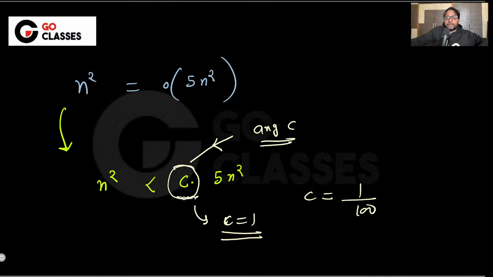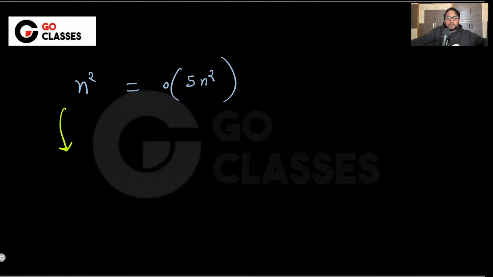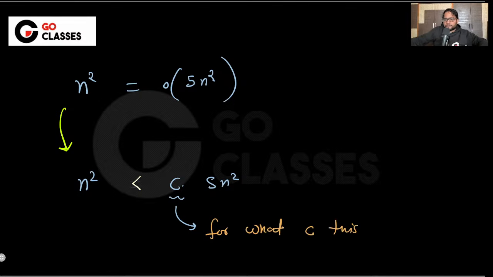Can you give me any counterexample where this is not true? We are looking for the counterexample. C into 5n square. For what c is this not true? This is strictly lesser. This is a normal comparison. Tell me for what c this is not true. C equal to maybe 1 upon 100 or something, this is definitely not true. Understood? So there are many c's for which this is not true.